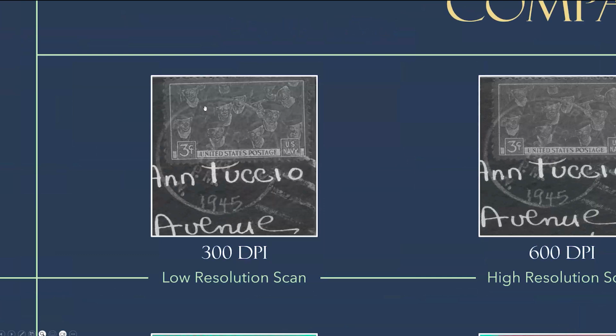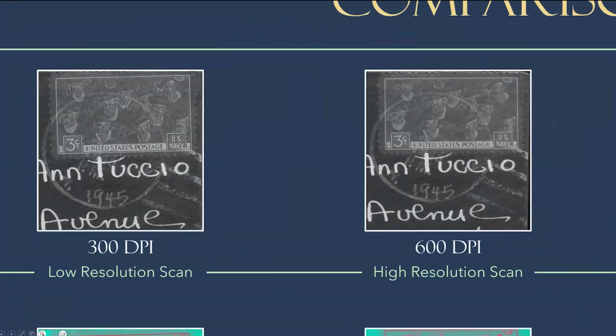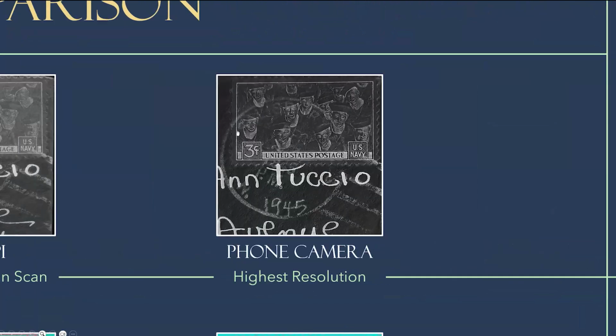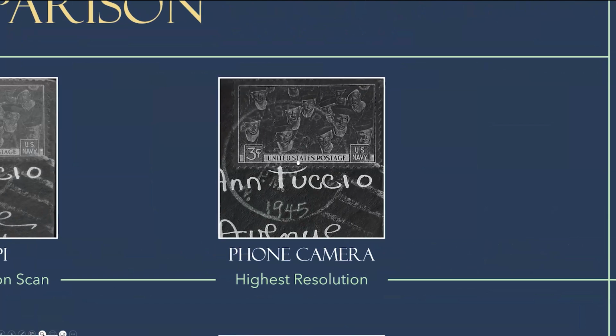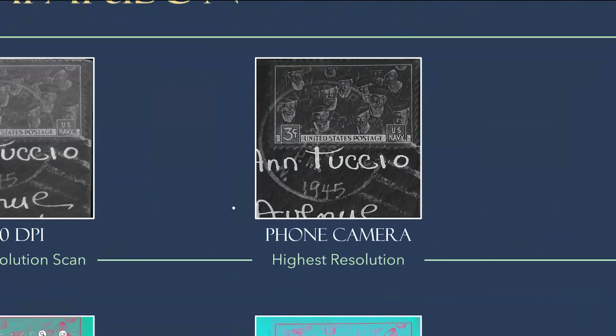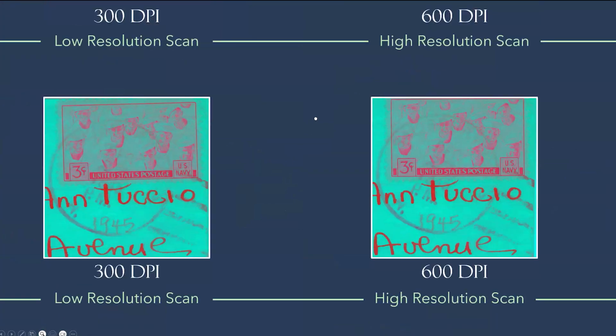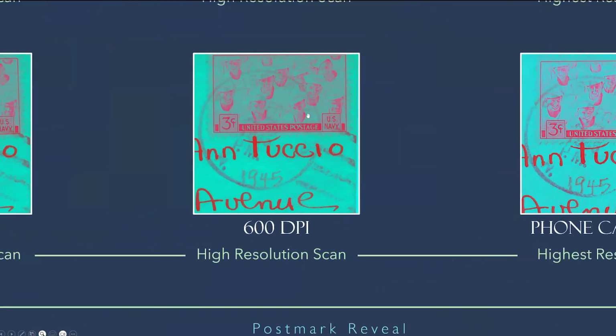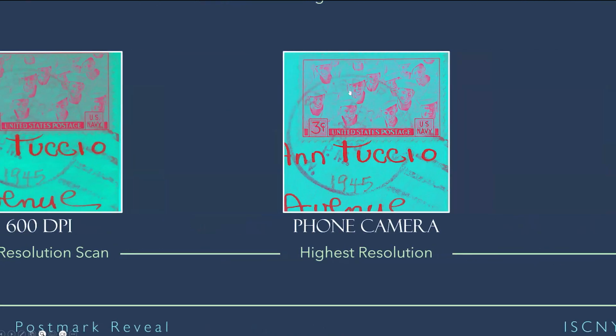So 300 is kind of muddy. 600, it's clearer, and I would argue that the clearest here, Salisbury, comes out with the phone picture. And then down here, same thing. It's kind of muddy under the 300 DPI scanner. Here, it's clearer under the 600 DPI scanner, and then it's the most clear here with the phone picture.